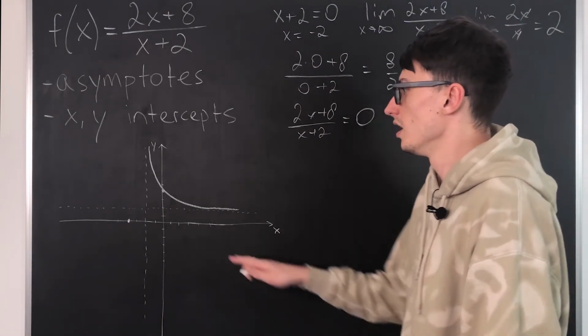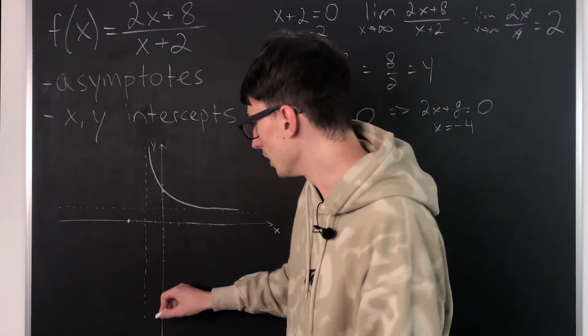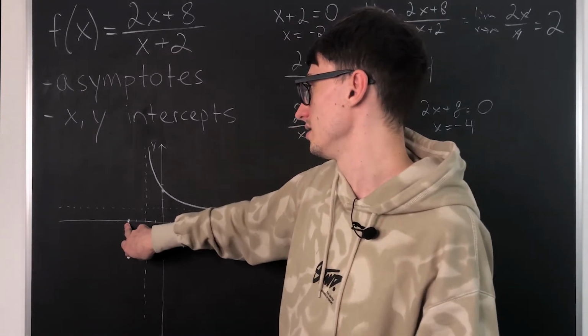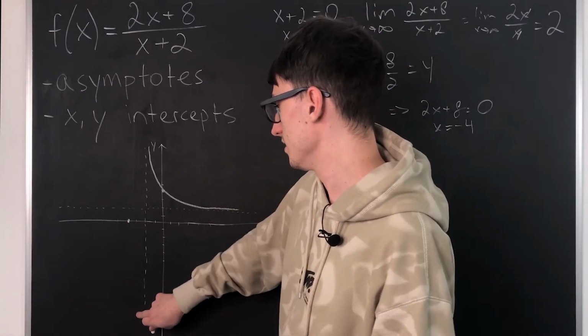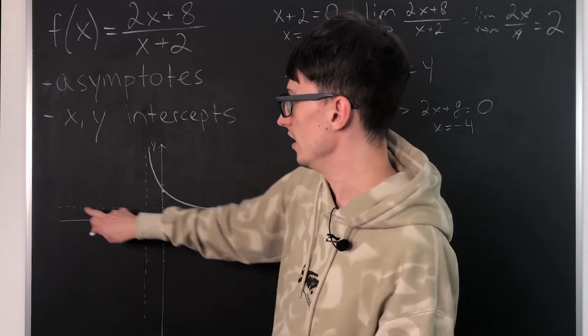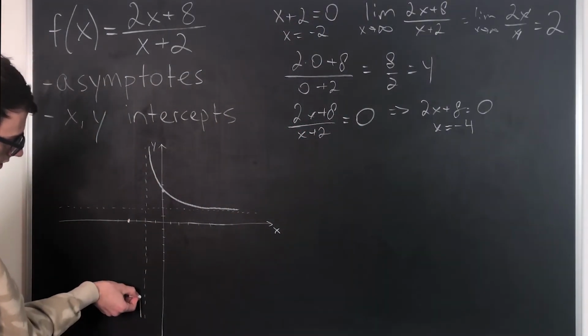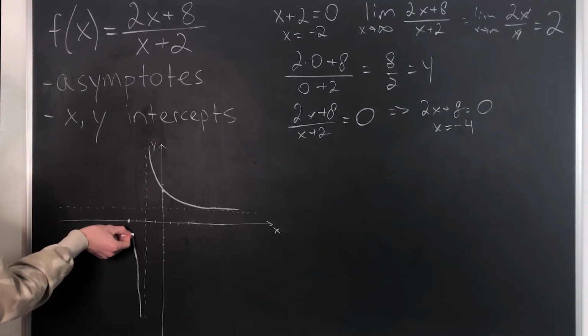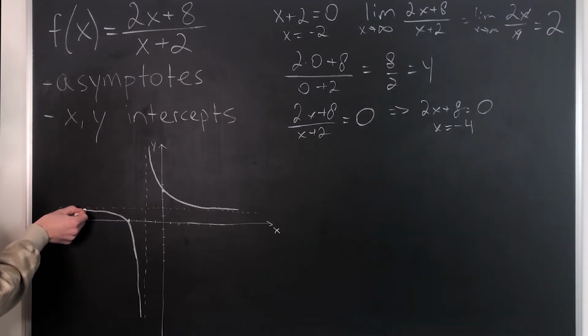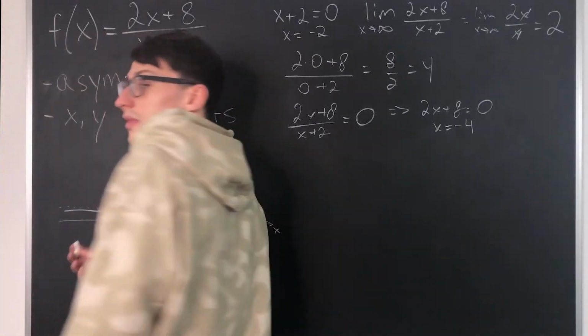That's the first part. What about the second part? Well, we know that it has to go through this point, and it has to start somewhere down here and get infinitely close to this line. So then it just looks like this. And that's it. There we have it.